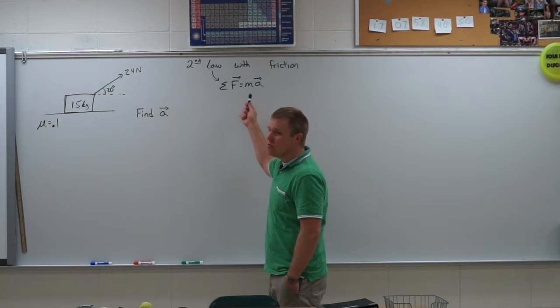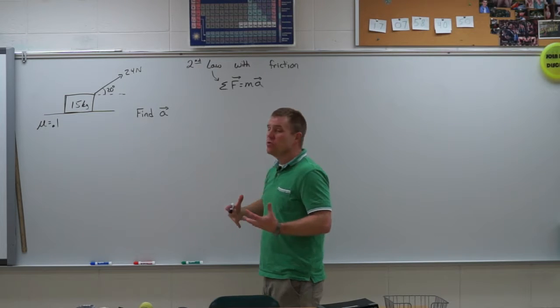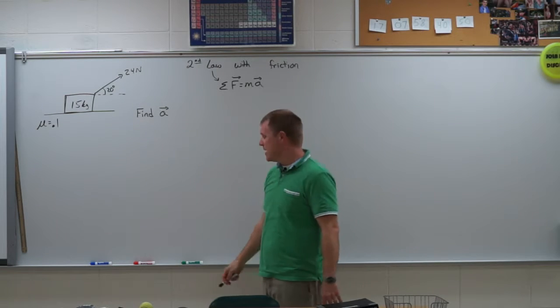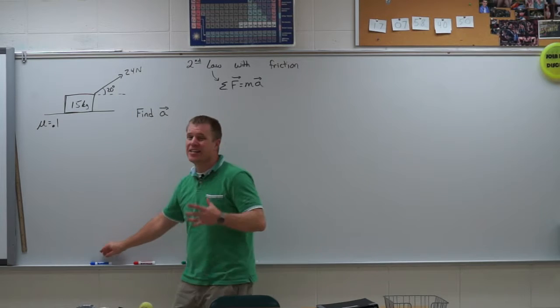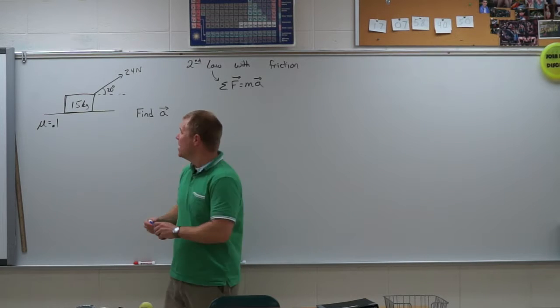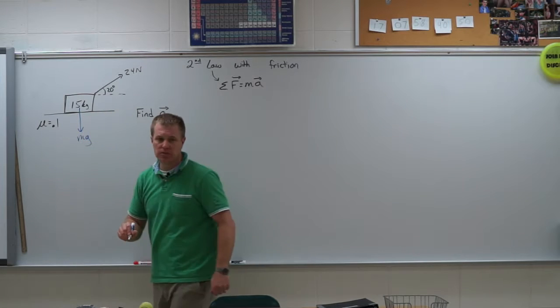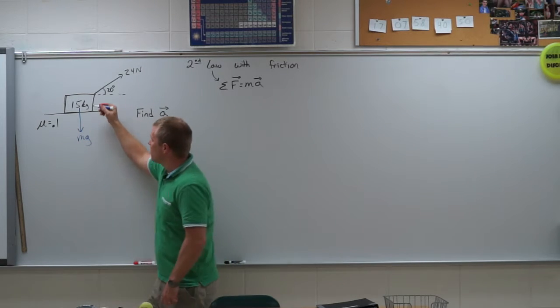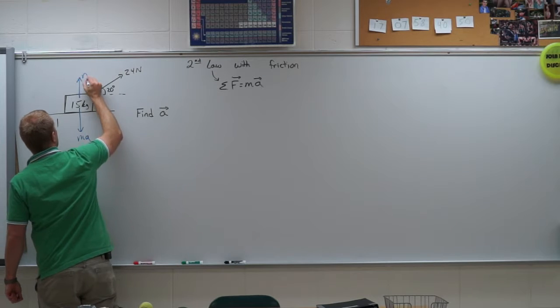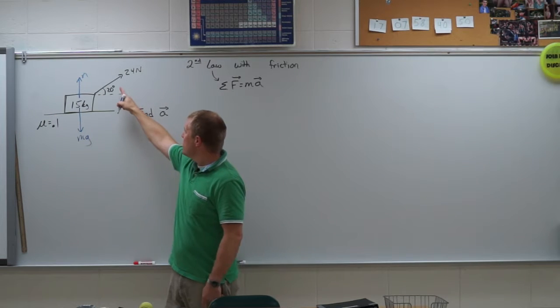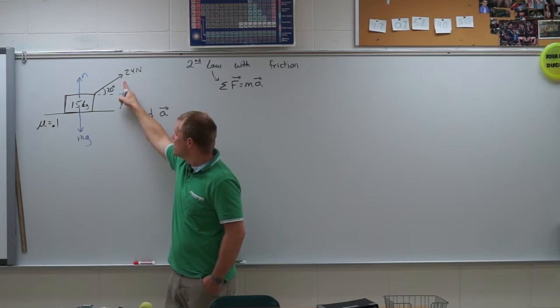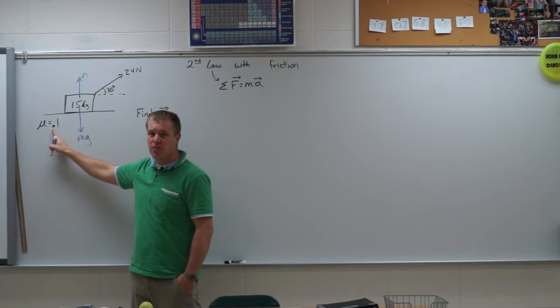So again, it's a Newton's second law problem. So what we need to do is generate a free body diagram. We need to identify all the forces acting. The easiest one, of course, is gravity. So we have mg acting down. It's being supported by a surface, so there is a normal force. And then there is this 24 newtons. And then there's also going to be friction in this case.